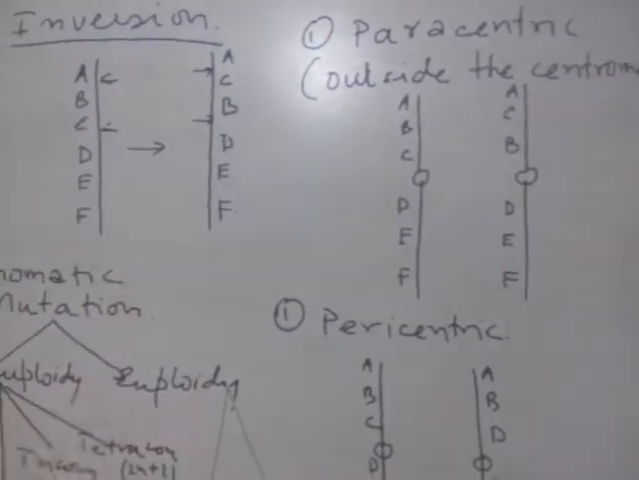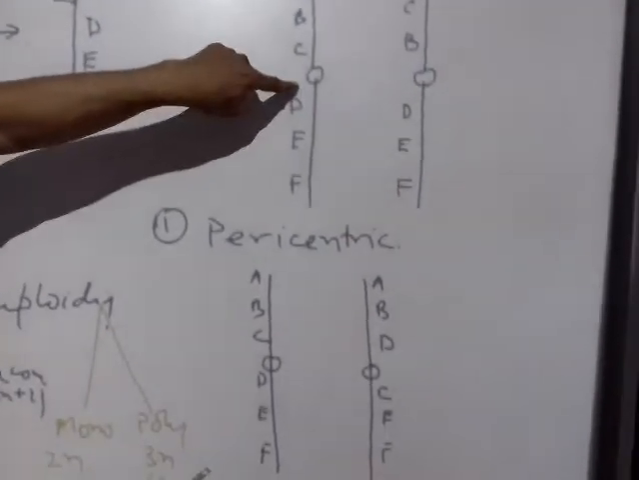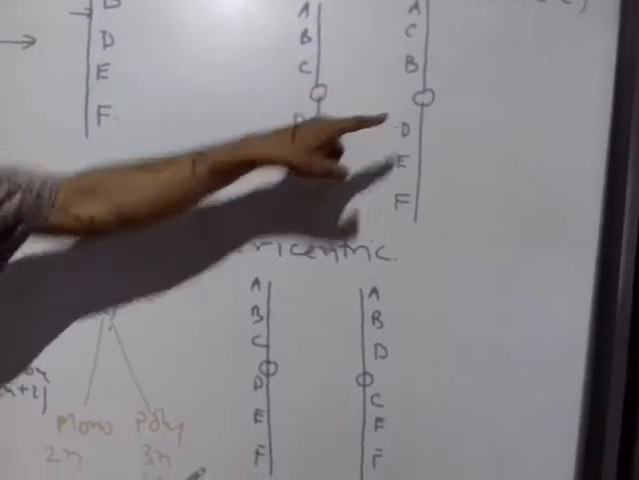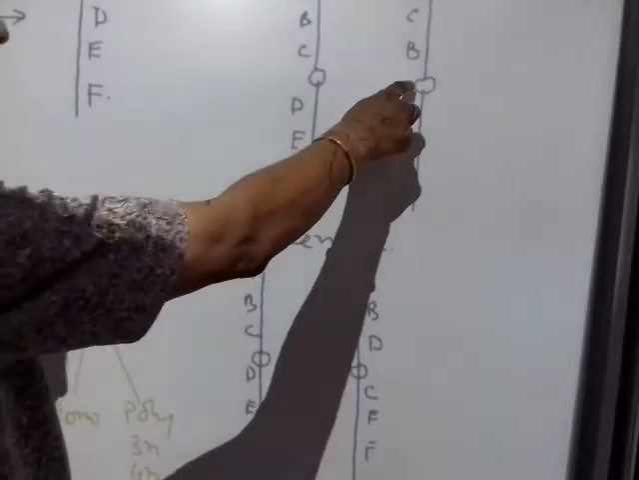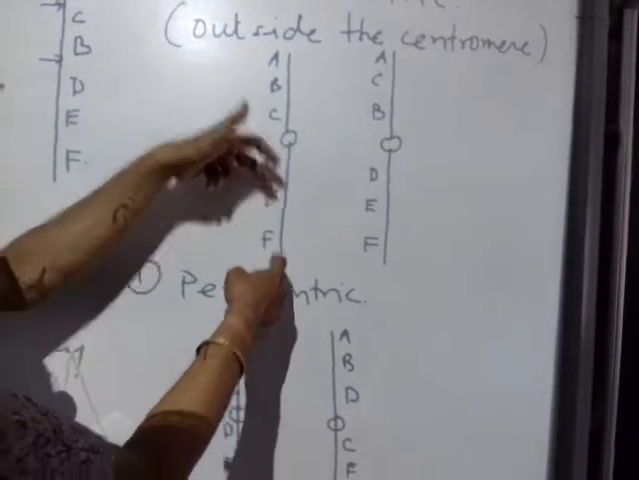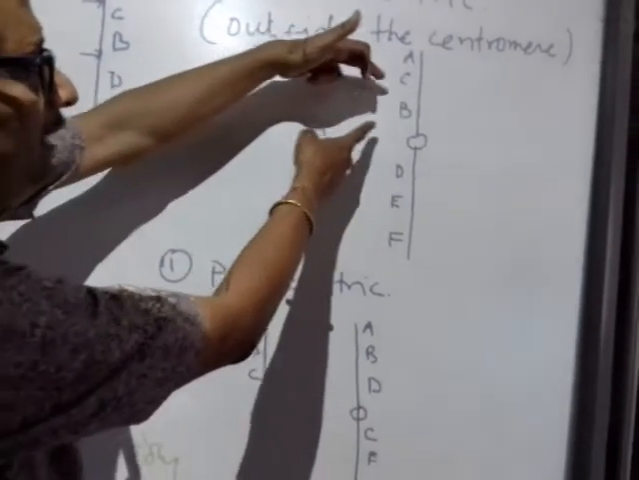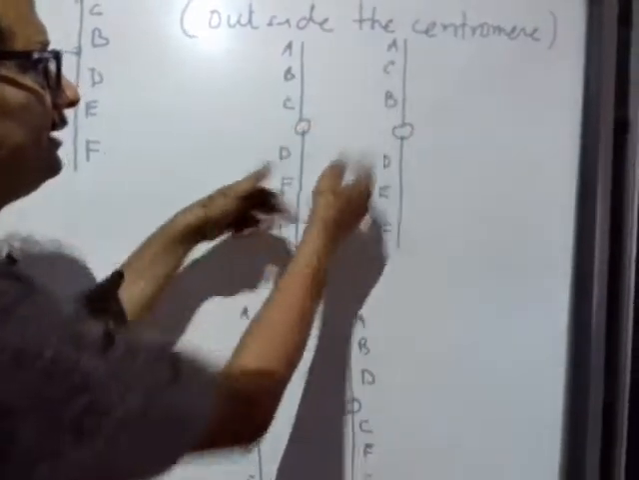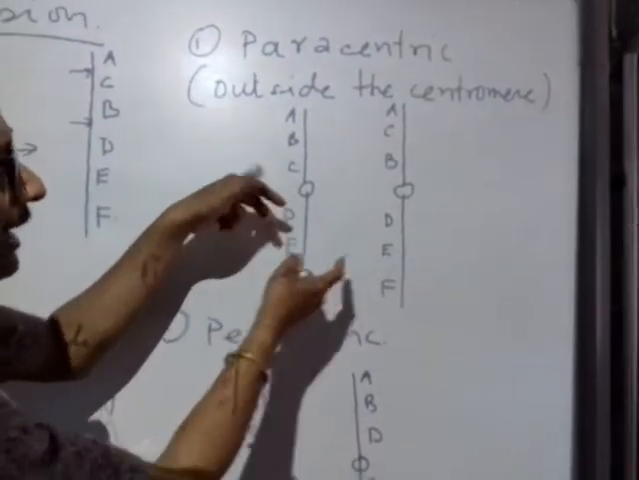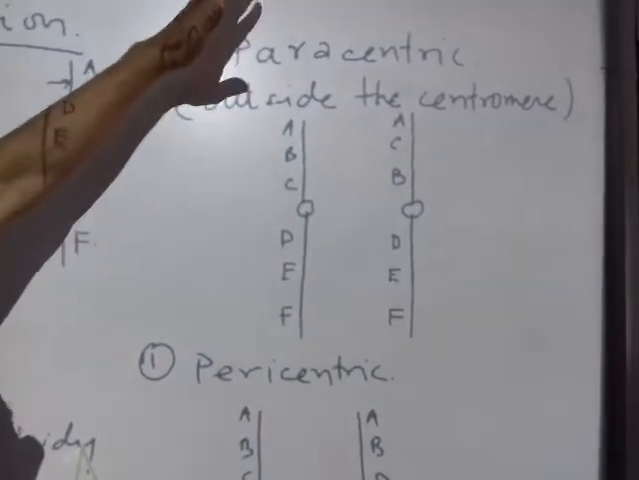Now inversion is of two types. One is called a paracentric inversion, if it is outside the centromere. Every chromosome has a centromere. Now these genes are outside the centromere. So if an inversion occurs here, BC becomes CB, that means outside the centromere. Or suppose DE becomes ED, outside the centromere, then we call it a paracentric inversion.